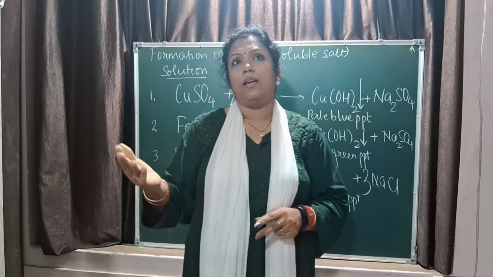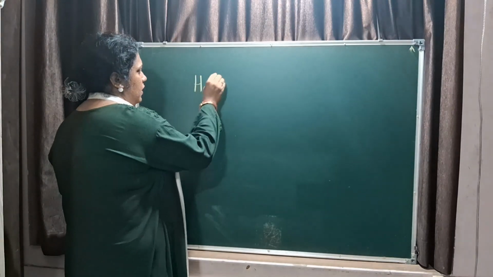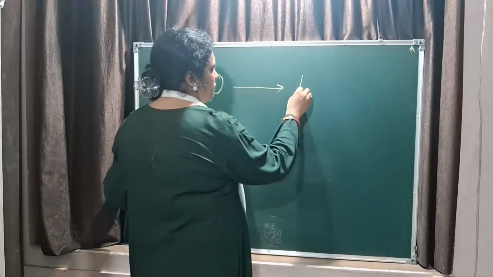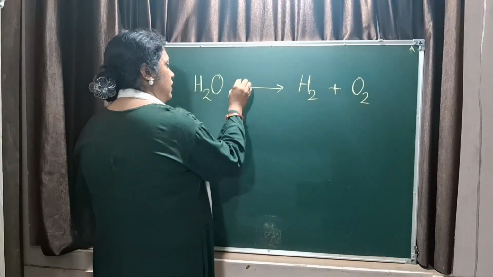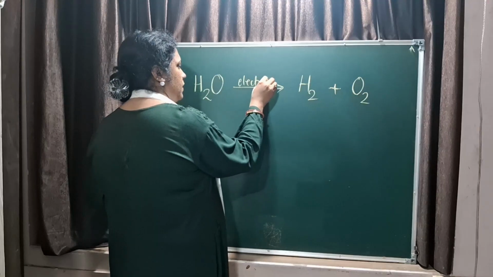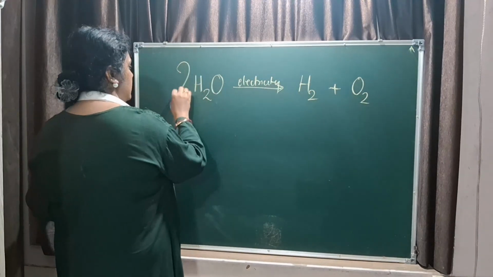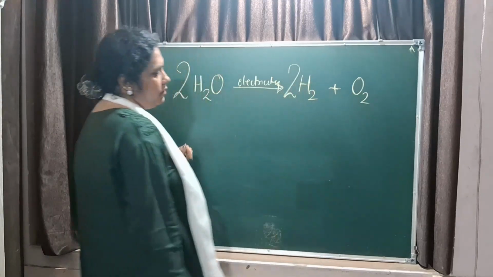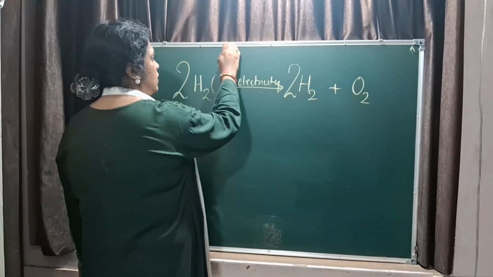Then there are certain reactions like electrolysis of water. If I say H2O gives rise to H2 plus O2 in the presence of electricity, now you can see here one atom of oxygen and 2, so I have to balance it. Now, this reaction is the electrolysis of water.